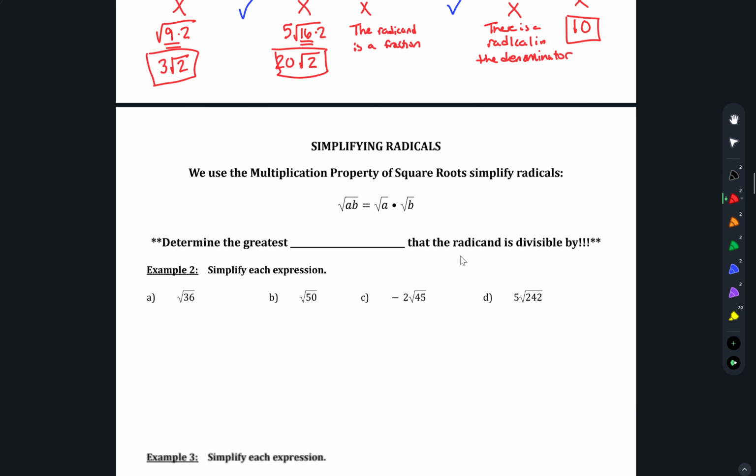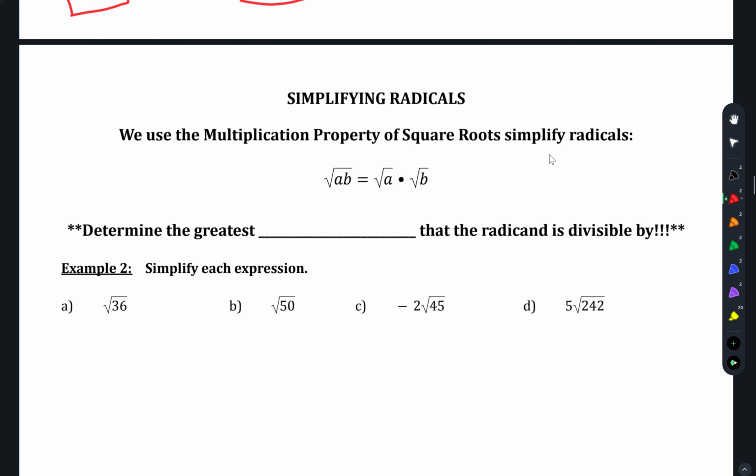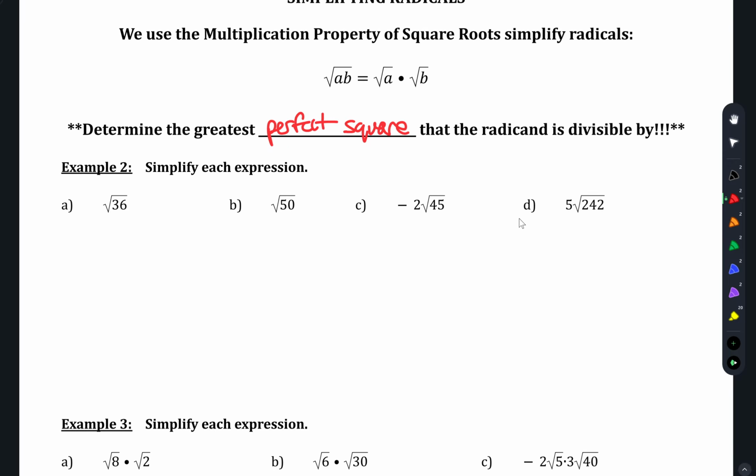All right, so with those rules in mind, we're going to go ahead and do some simplifying of some radicals. We use this multiplication property. We've talked about it before. It's what allows me to take a number and break it down into the product of its perfect squares. So we, once again, are going to be determining the greatest perfect square factor that the radicand is divisible by. So for 36, 36 already is a perfect square. So I know that if it is a perfect square, I'm just going to square root it and make it into a 6. That radical goes away.